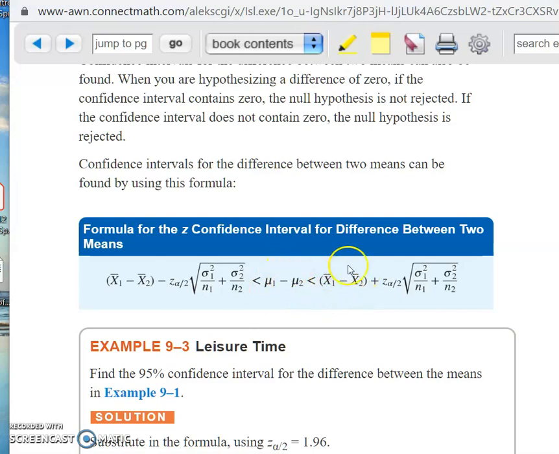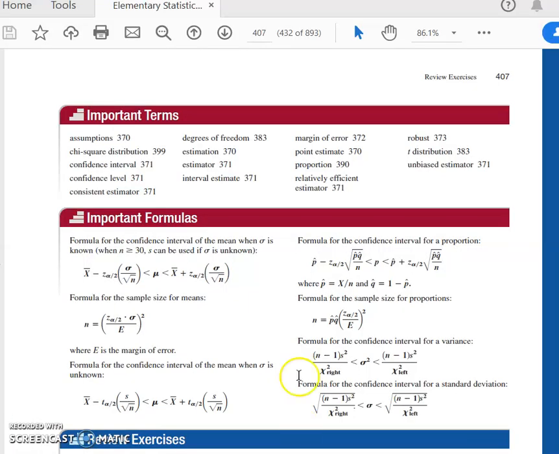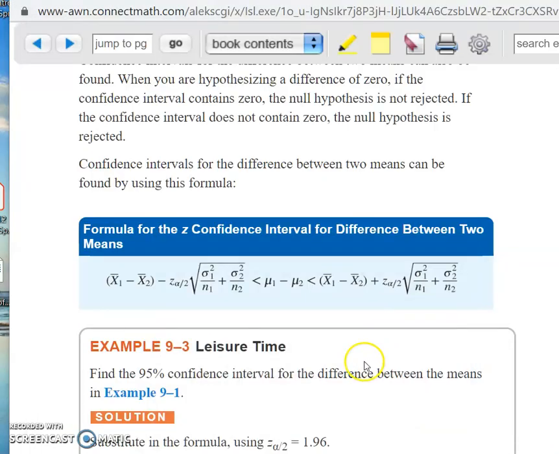But it's going to be between, here's the corresponding point estimate, x bar 1 take away x bar 2, plus or minus the margin of error. The margin of error is the appropriate z value times the standard error. Okay, so I claim that this is equivalent to this. So you need to look at both of those next to each other, and I hope you'll agree with me that that's what's going on there.